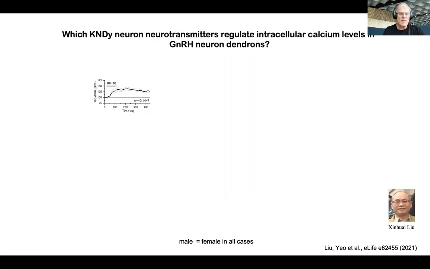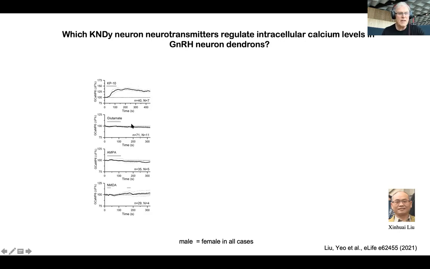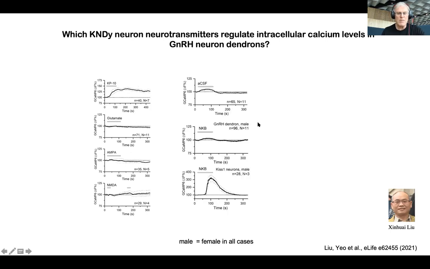So what about all those other neurotransmitters? Well, Xinwei Liu went on and looked at this. Here's your kisspeptin response. We then decided to look at glutamate, and we were amazed to find that glutamate, AMPA, and NMDA actually had no effect whatsoever on these dendrons. We moved on to NKB, and again, NKB had no effect. This is the control. There's often a small 3 or 4% change in calcium with the control aCSF, and here's the NKB, no effect.